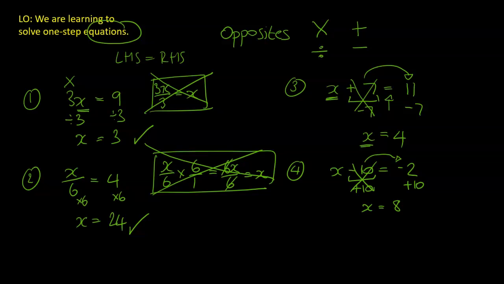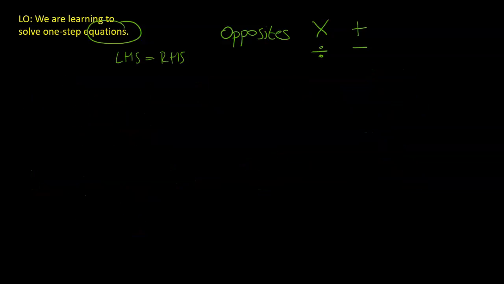What I'm quickly going to do is pause the video and we're going to get into slightly harder questions regarding the one-step equations, as the fifth question we're going to look at today. So let's say we've got negative 3x is equal to 12. So this here is times negative 3x.